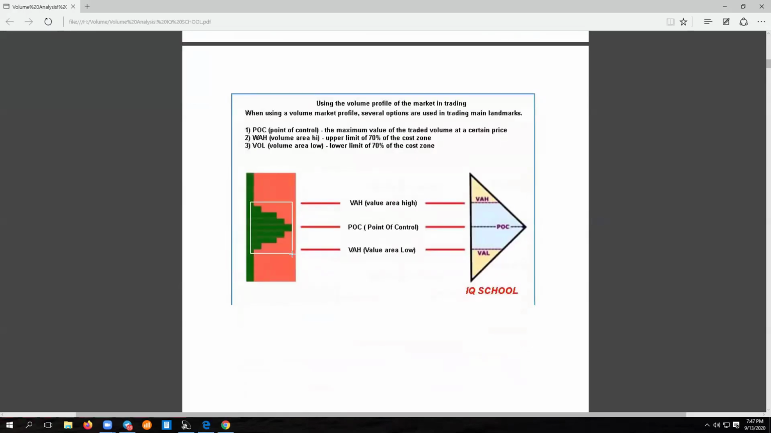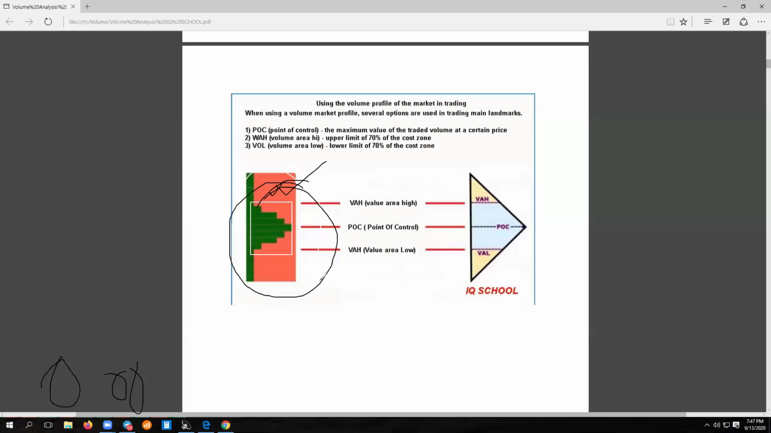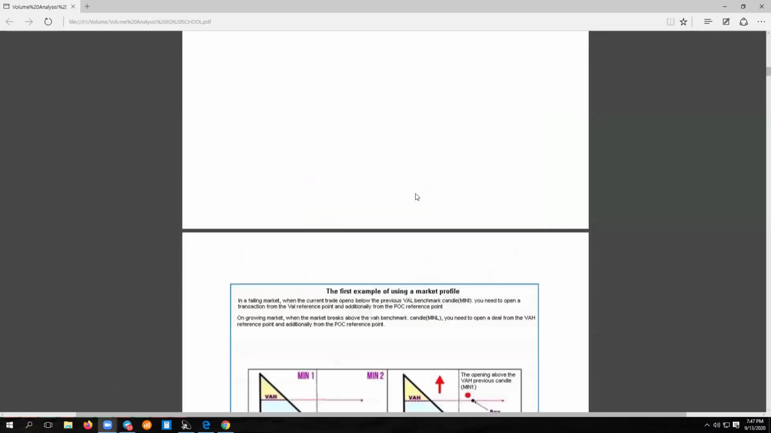It's a high volume node. Always find out this type of volume, this type of candlestick shape. This type of candlestick shape is a high volume node. Not like this, not like this. We need a perfect shape here. Every time keep in your mind, we need it.